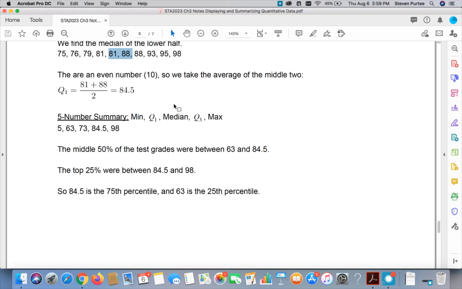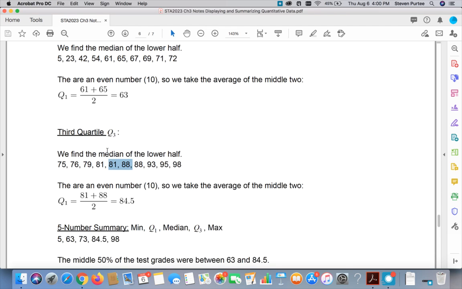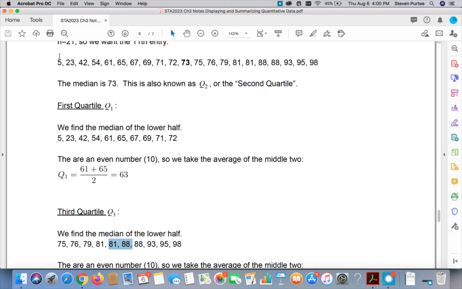Now we can put all this together into what we call our 5-number summary. The min, Q1, the median, Q3, and the max. And now we've got these 5 numbers. Remember, here was our data set. There's our minimum. There's our maximum.